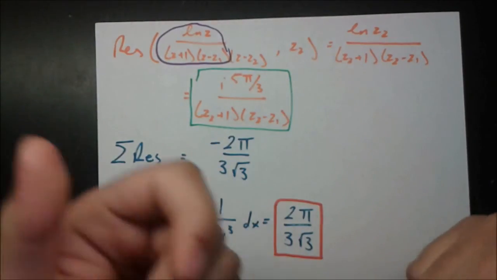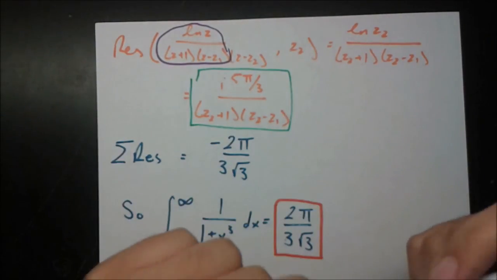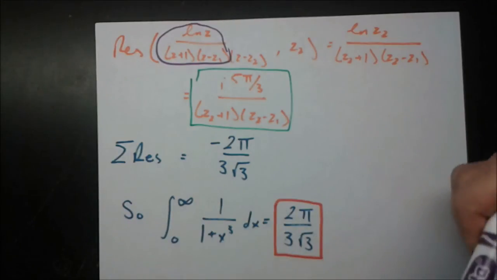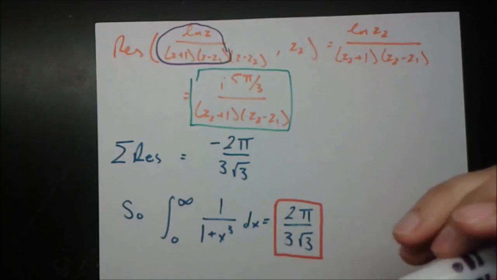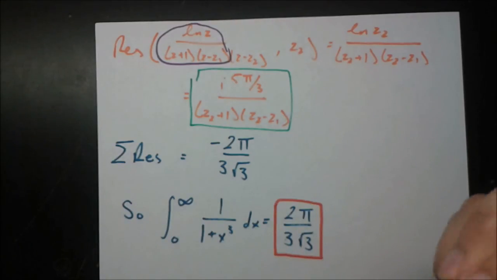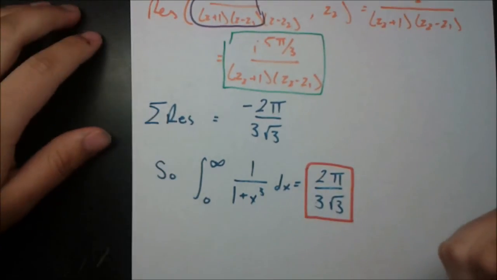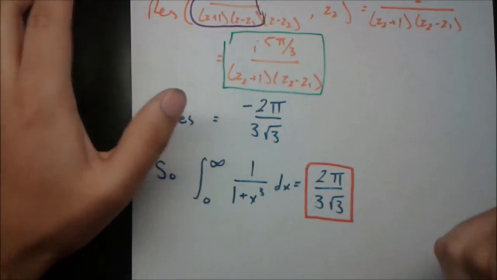And you have a few choices now. You can work it by hand. I did work it by hand. It's possible, but it takes a while. You can plug it into a calculator. You can plug it in online, whatever you want to do. But you get that the sum of these residues is equal to negative 2 pi over 3 root 3.